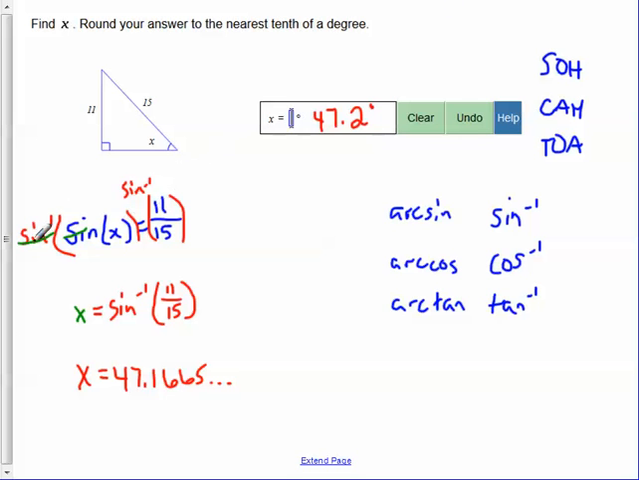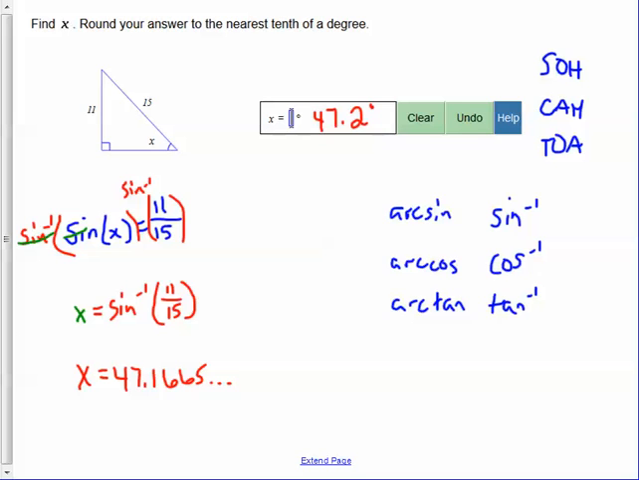So taking the arc sine of a sine cancels those two out. The same would work if we were using cosine, and the same would work if we were using tangent. Just taking the arc sine, arc cosine, or arc tangent of whichever function we're using will undo that, and then that will get the x by itself.